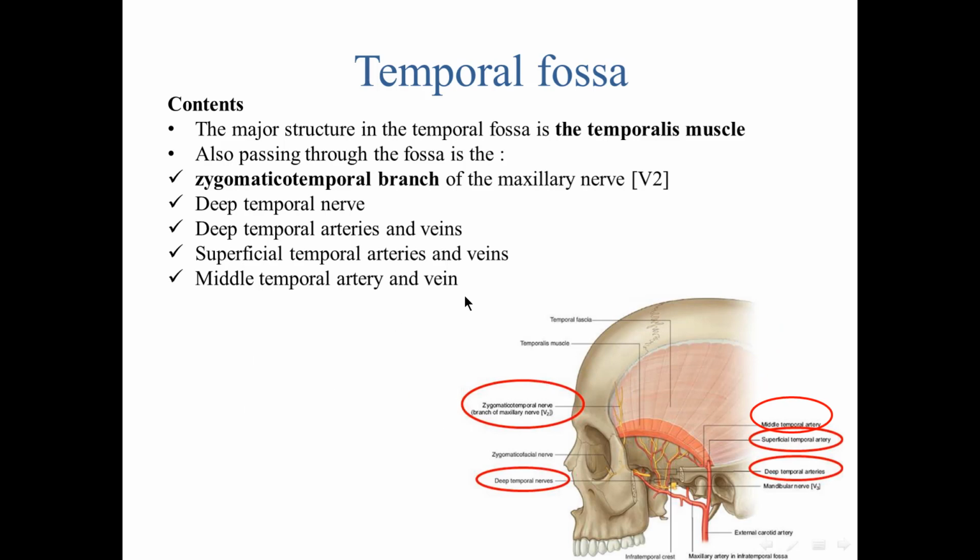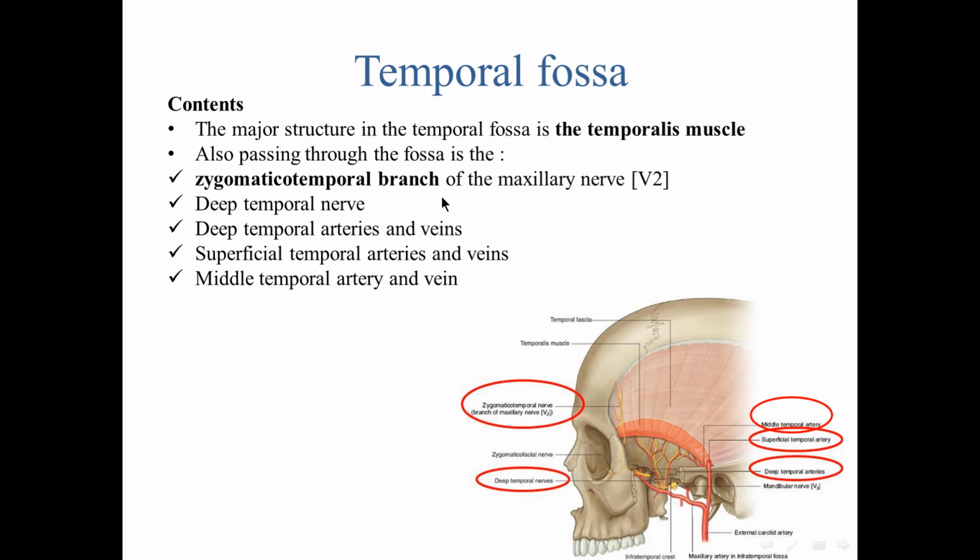The content of the temporal fossa. The major content of the temporal fossa is the temporalis muscle. The temporalis muscle, which is a masticatory muscle, is the major structure in the temporal fossa and fills the temporal fossa. Other contents in this fossa are some arteries, veins, and also nerves.